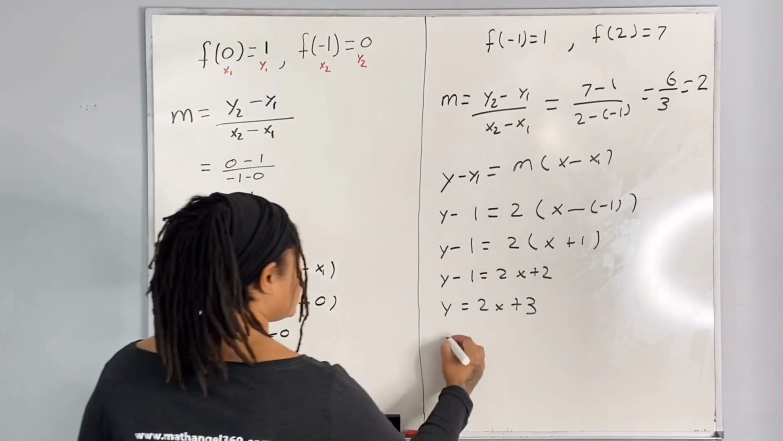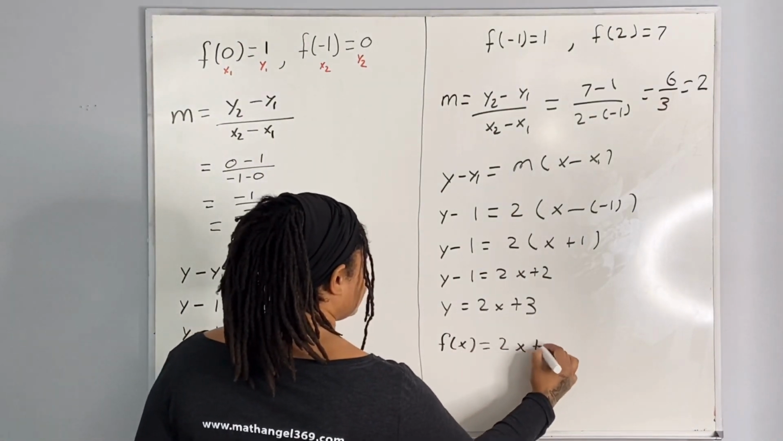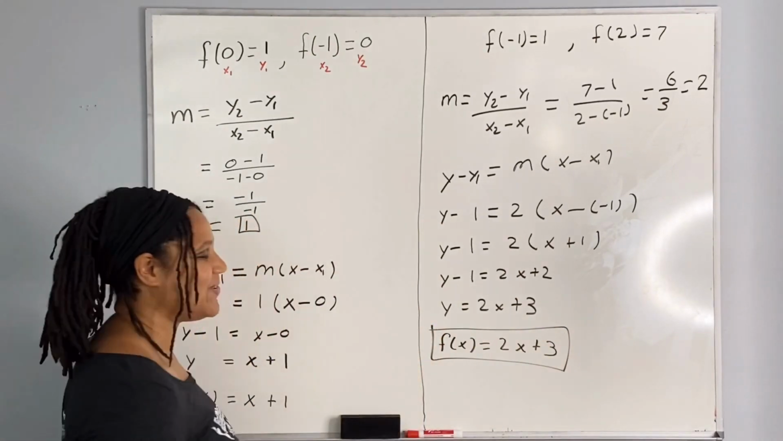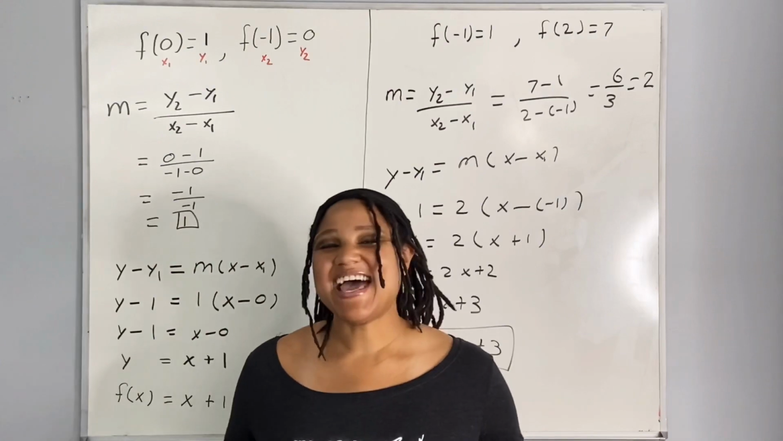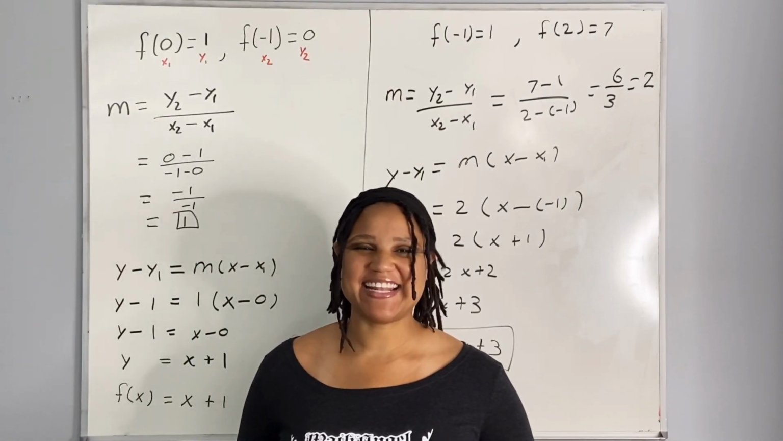So we are just going to replace y with f of x and leave everything else as is. And here you have your function. And that is how you find linear functions when given indicated values.